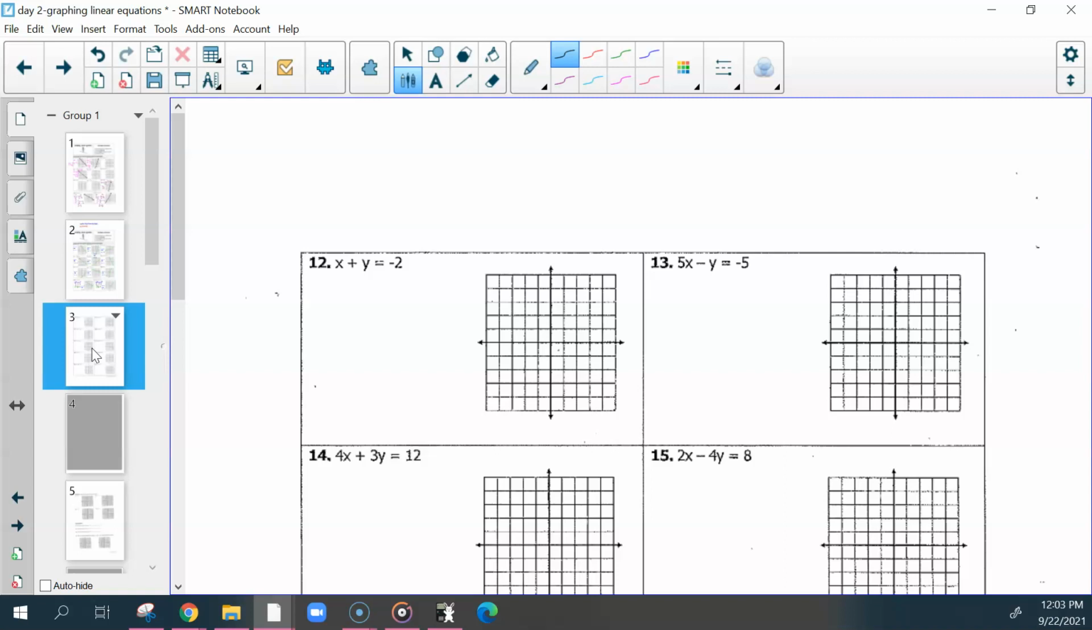Homework-wise, you have 2 sets of math. One says part 1, and that's slope from a graph and slope from 2 points. Slope part 2 is the converting stuff we were doing today. Both of those are due next class. They're due next class, but I won't be here, so you can do them up until next week.